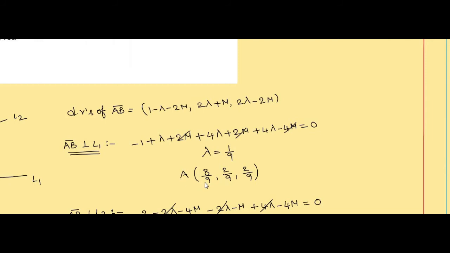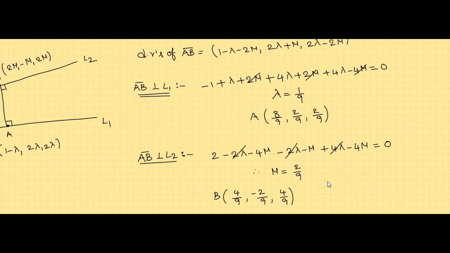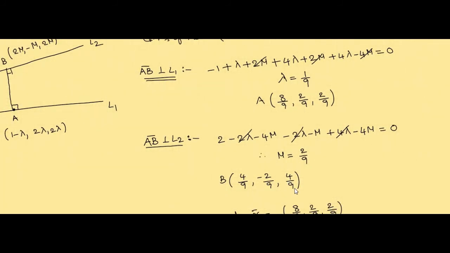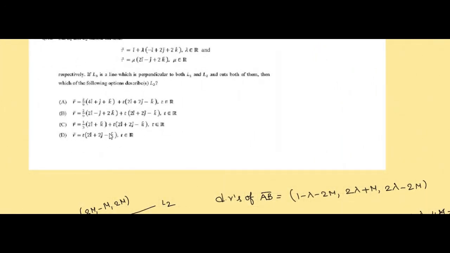When lambda is equal to 1 by 9, A is 8 by 9, 2 by 9, 2 by 9. Similarly, AB bar is perpendicular to L2. If you apply that, then you would get mu. Mu is 4 by 9, and 2 by 9, minus 2 by 9, 4 by 9 is the second point. So these are the first and second options, with these two points A and B.